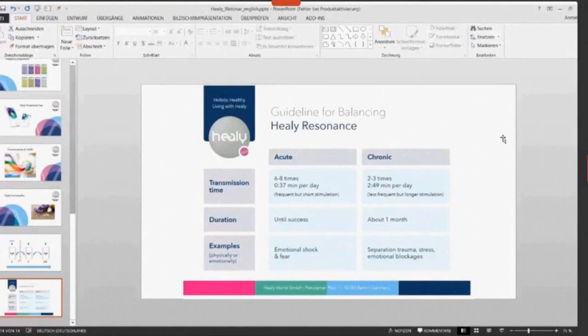Okay. Another question: in order to have a correct outcome, do we have to do the chakra analysis every time? And how does the Healy measure the chakra? By the photo?